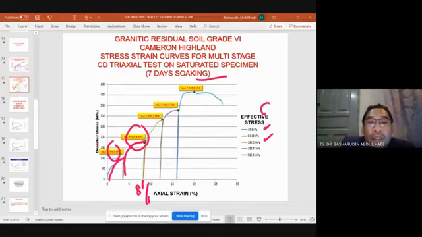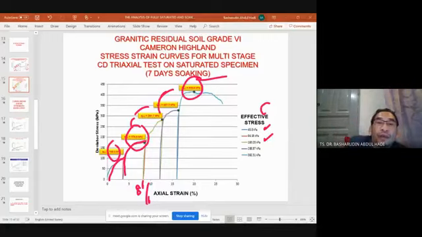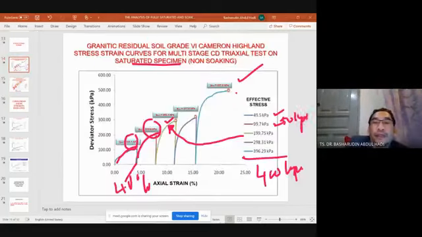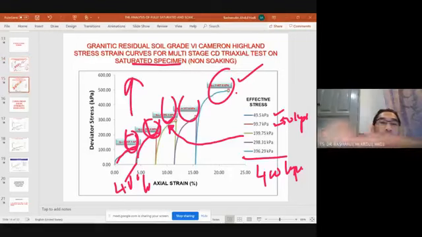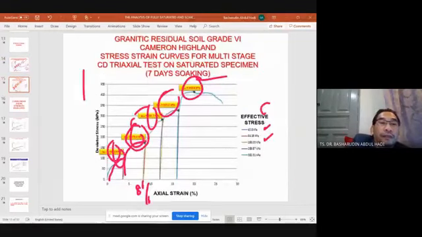So this is how you interpret it, and you can see a little bit lower Q maximum reading compared to the fully saturated one. So 7 days soaking gives you a Q maximum or deviator stress that is quite lower. Alright, so if you compare all these readings to the existing ones, it shows that this one is higher and this one is a little bit lower.